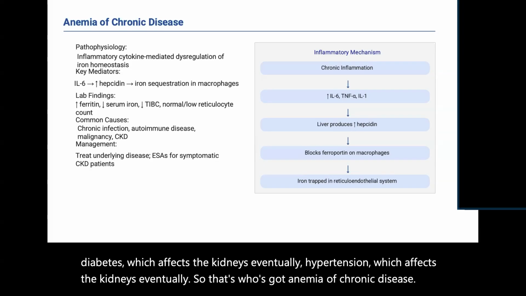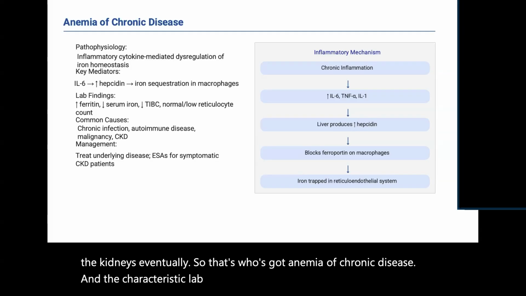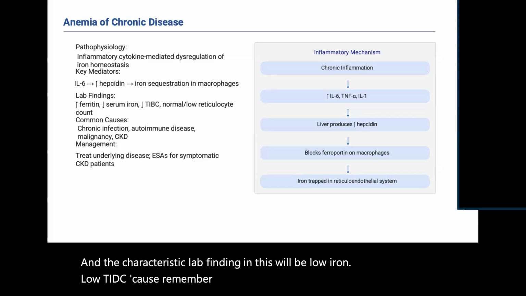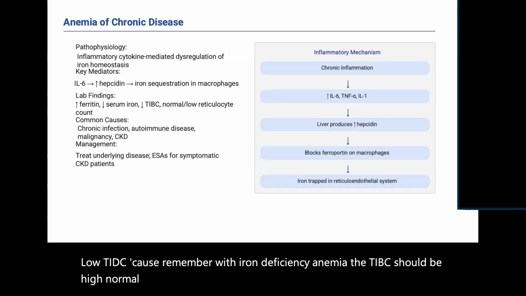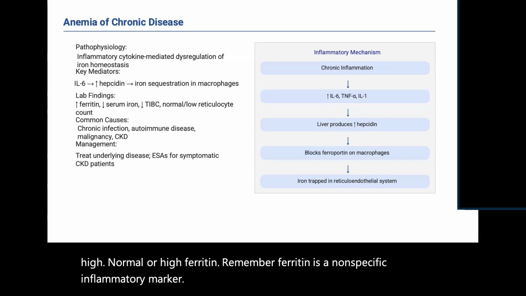And the characteristic lab finding in this will be low iron, low TIBC, because remember, with iron deficiency anemia, the TIBC should be high. Normal or high ferritin, remember ferritin's a nonspecific inflammatory marker, and usually normocytic.